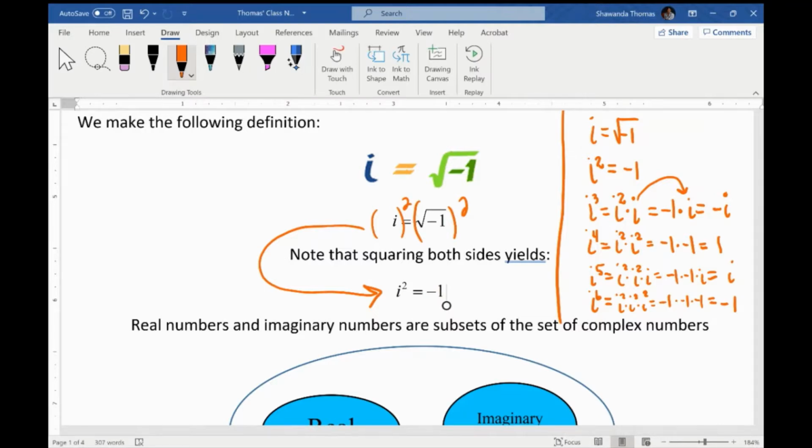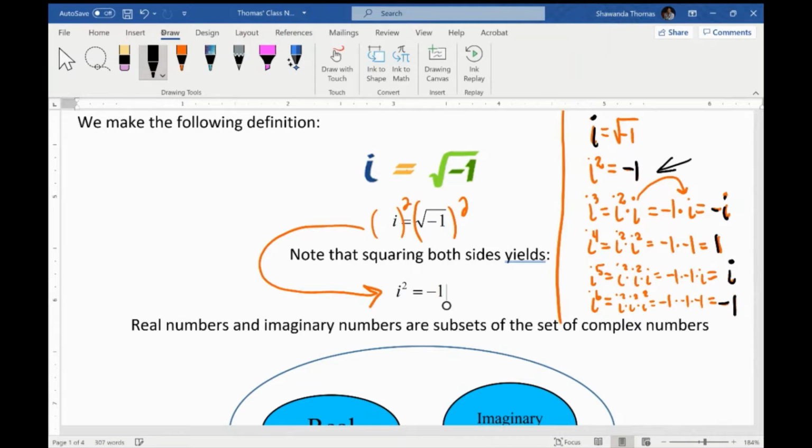What I wanted you to notice is that we started out with i here. Then we said -1. Then we said -i. Then we said 1. Notice we started back over. i is the first one.